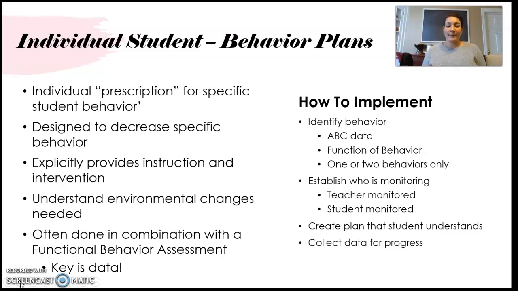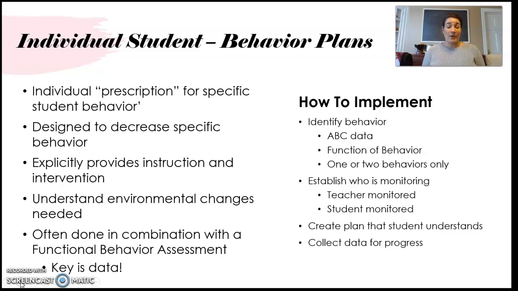It looks at what environmental changes need to be done. It often can be combined with an FBA, or functional behavior analysis, but the real key behind that is that it requires a lot of data. And so to implement a student behavior plan, we collect data. What's happening? When is it happening? How is it happening? Why do we think it's happening? And then we just really pick one behavior. We're not trying to fix everything in a student in one behavior plan.